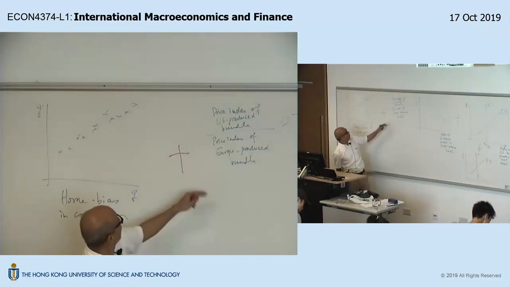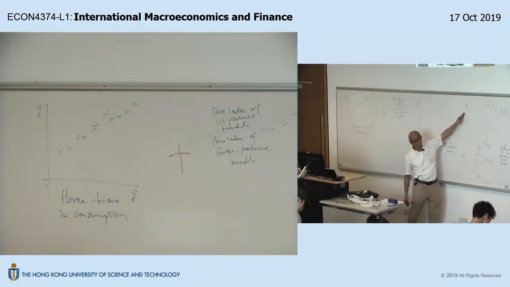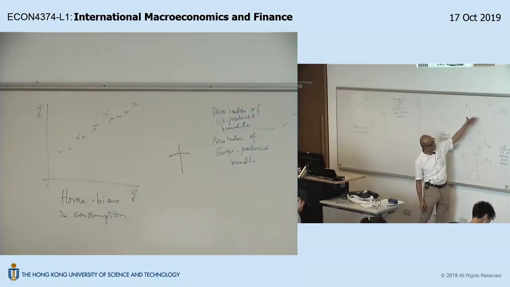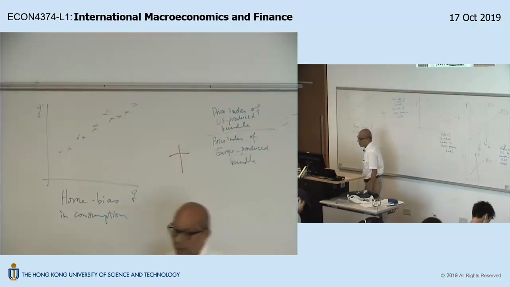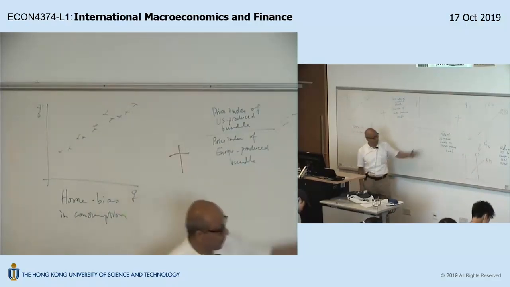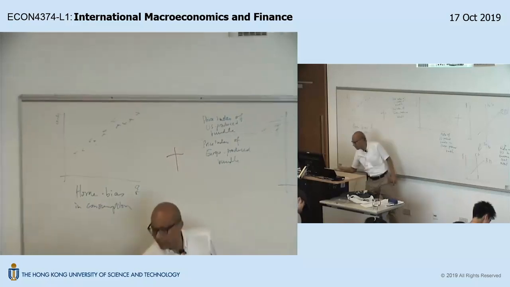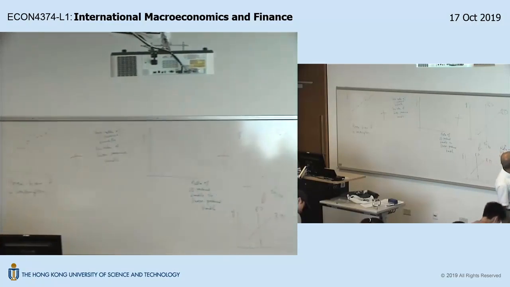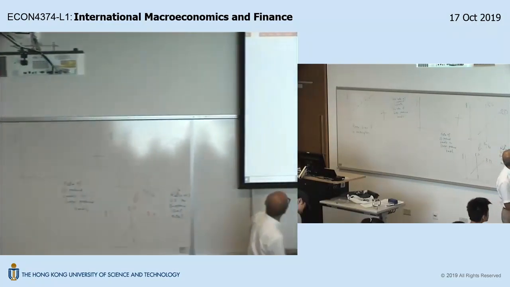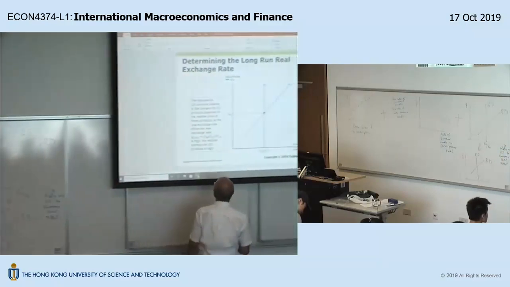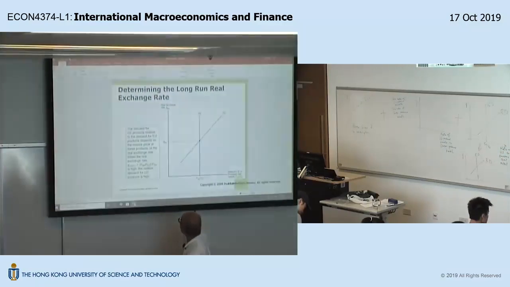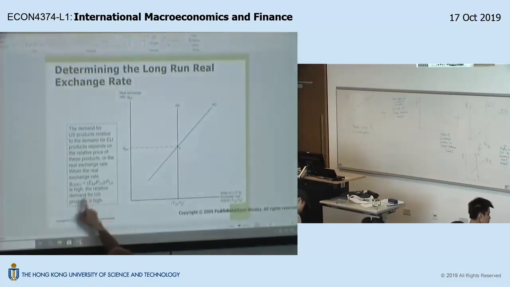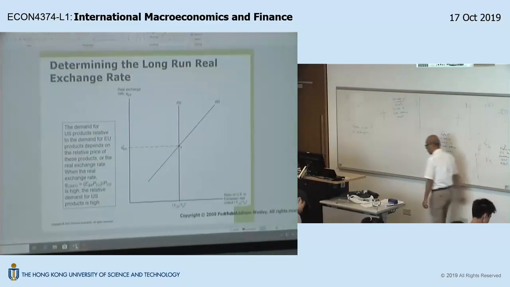If one treats the variable on the vertical axis as Q prime, then the diagram is similar to the Ricardian model. This is coming from the Ricardian trade model, and from there we get this one. The demand for U.S.-produced goods relative to the demand for European-produced goods depends on the relative price of these products, right? When the real exchange rate is high, then relative demand for U.S. products will be high.